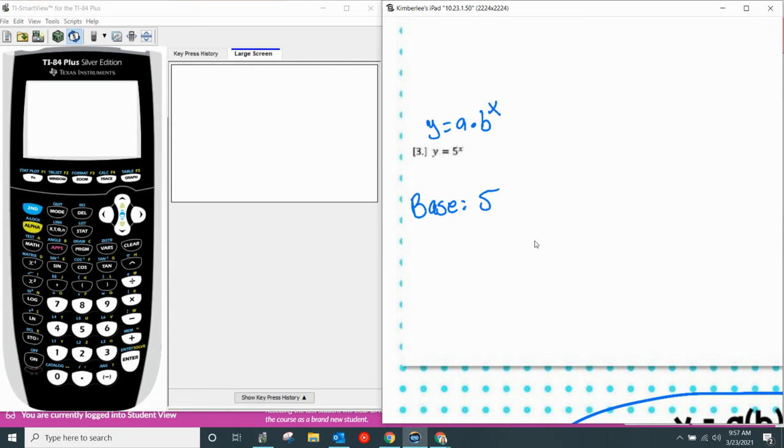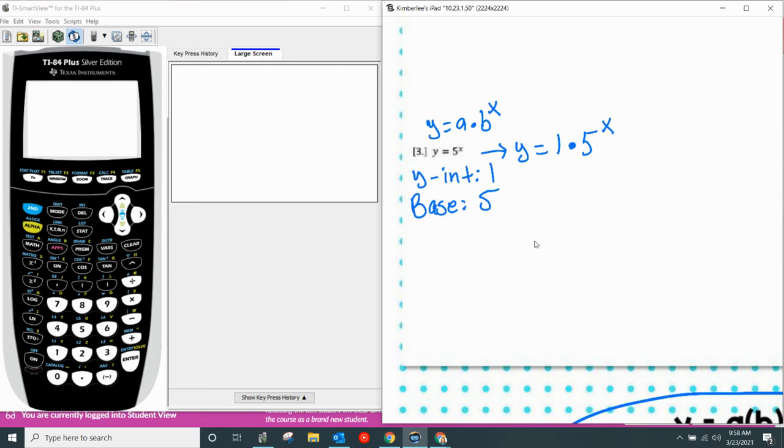So we have to think, what could we say is sitting in front of 5? When we multiply it times 5 to whatever power, it's not going to change the number we get. Couldn't we rewrite this as y equals 1 times 5 to the x? Multiplying by 1 doesn't change anything. 1 times 3 is 3. 1 times 10 is 10. 1 times negative 200 is negative 200. It doesn't change anything. So anytime you don't see the a value sitting out there, it's really that sneaky invisible 1 that we keep talking about. So for this one, your y-intercept is going to be 1.